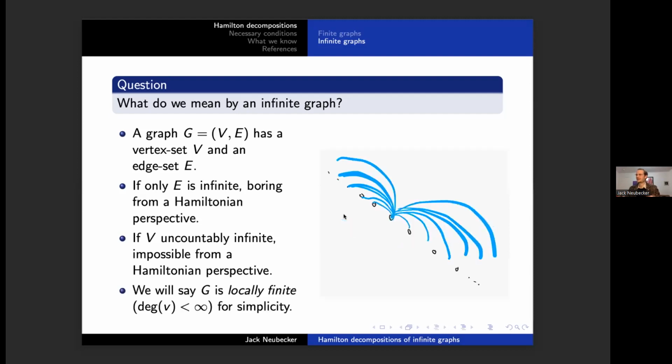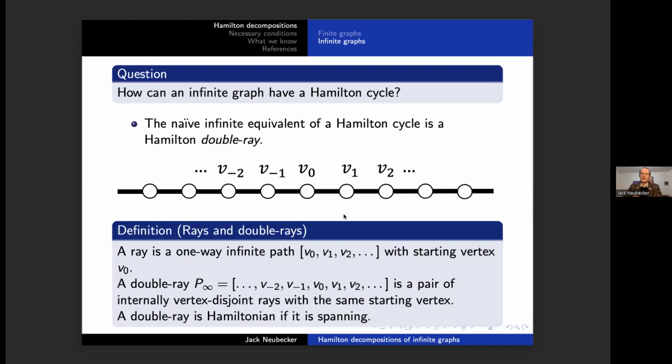And just because the maths is a little bit easier, we're also going to say that our graph is locally finite. So basically every vertex only has a finite number of edges coming out of it. There are some interesting non-locally finite graphs, but they're a completely different animal. So how can we have a Hamilton cycle in an infinite graph when we have to visit an infinite number of vertices before we return? Well, we can't. So what we do instead is we define what's called a Hamilton double ray, which does the same job.